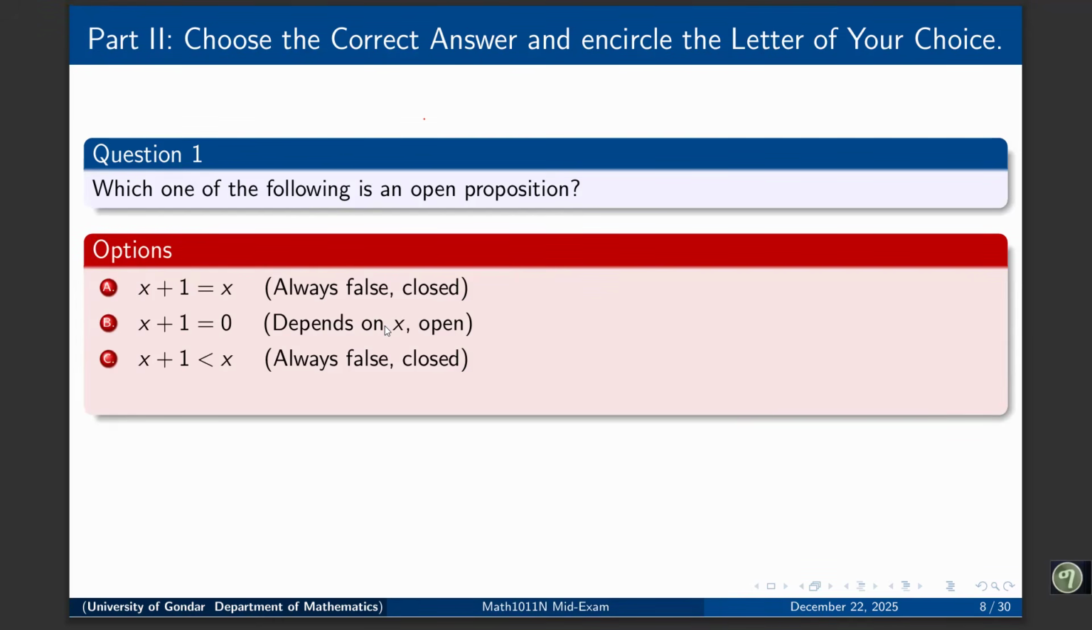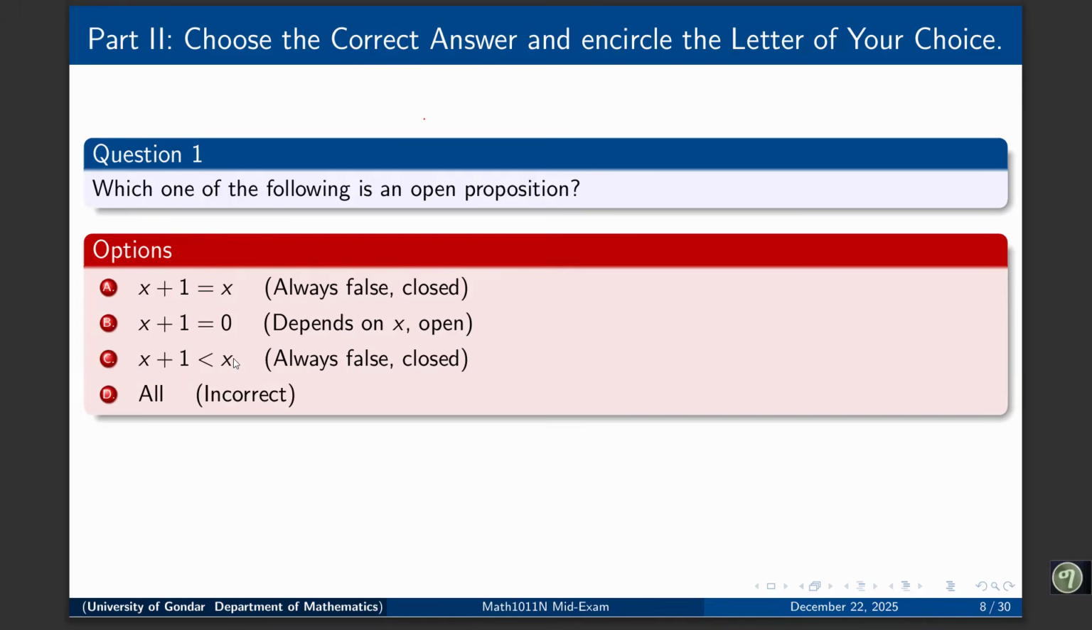The next one is x plus 1 is less than x. It's not open, it's closed. Because here x plus 1 less than x is always a false statement for every x. Therefore, it is closed. That is, the truth value will never depend on the value of x.